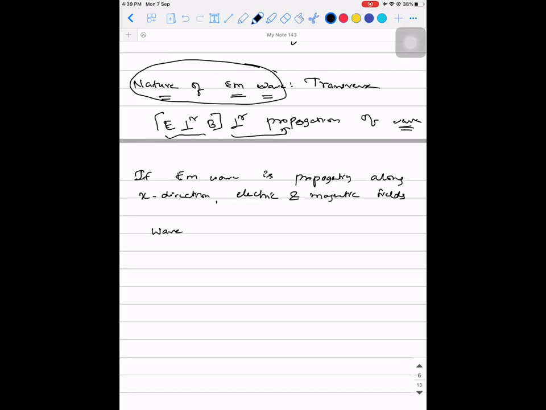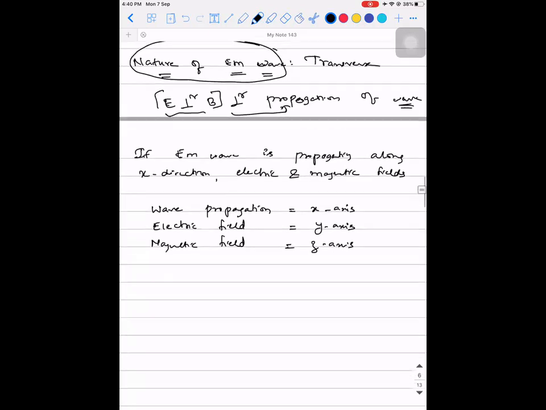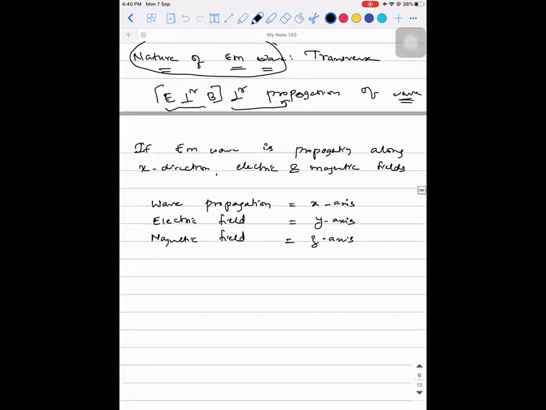So if wave propagation is along the x-axis, I am assuming that the electric field is along the y-axis. Then I am saying the magnetic field is along the z-axis. Since they are transverse in nature, I'm going to write the equation of electric and magnetic fields.